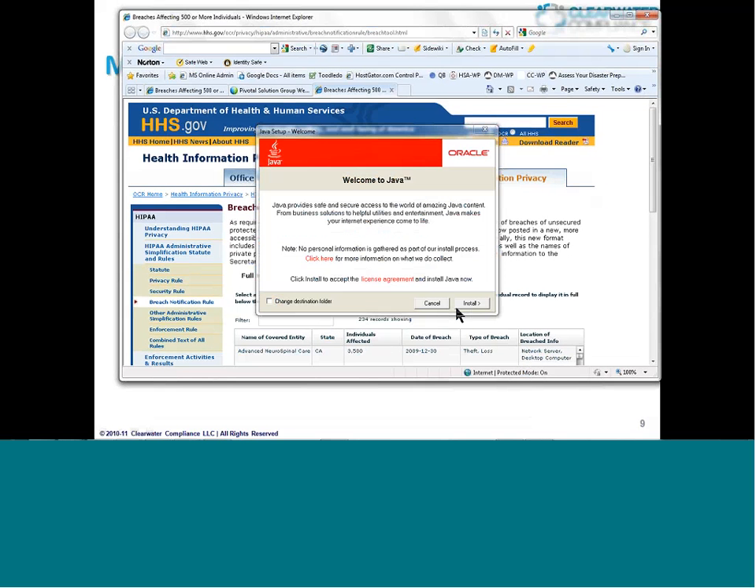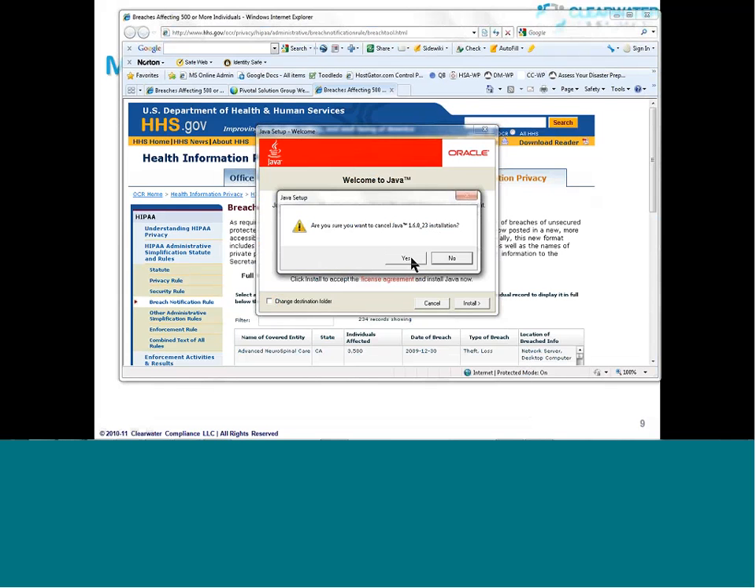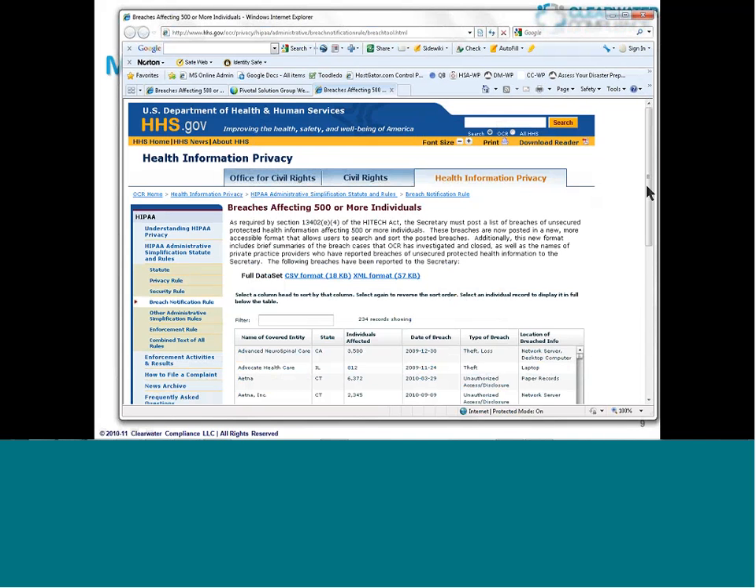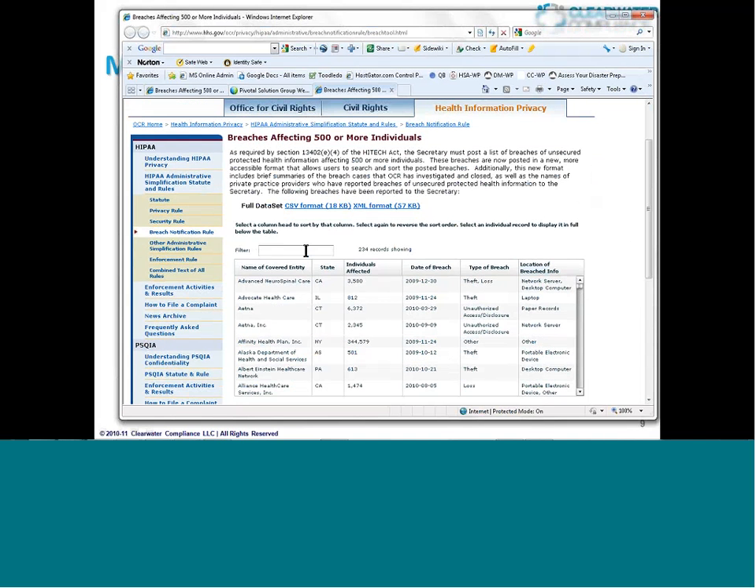The website conveniently allows you to filter and do a search.